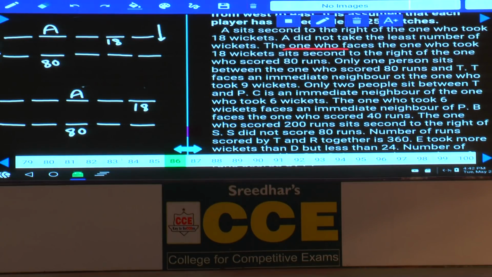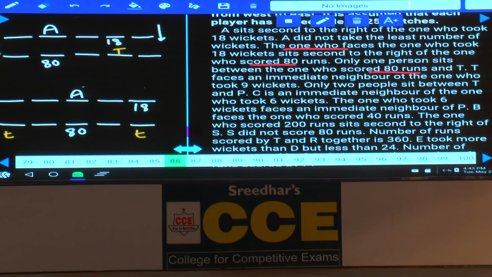Then as of now we have two possibilities here, and who scored 80 runs. Only one person sits between the one who scored 80 runs and T. Now between 80 runs and T, how many persons? We must have exactly one person. Here T can be either at the left extreme or at the right extreme. There are two possibilities to this, A, T. And next one, only one person between 80 runs and T.